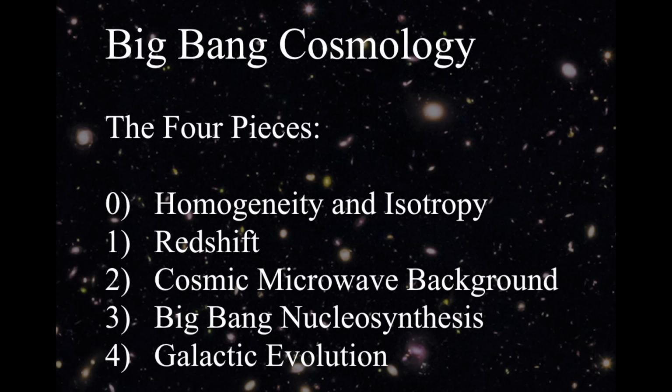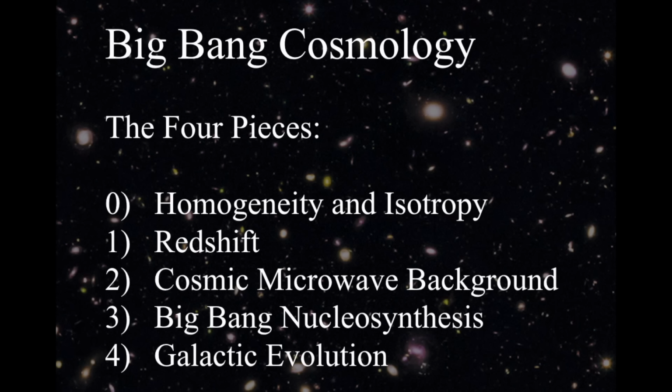Homogeneous means it doesn't matter where you go in the universe, you're going to have roughly the same stuff around you. And isotropic means that no matter where you go in the universe, you're going to see roughly the same things in every direction. Those are two different terms. They have different meanings when you think about it, but we'll talk about that in greater depth later.